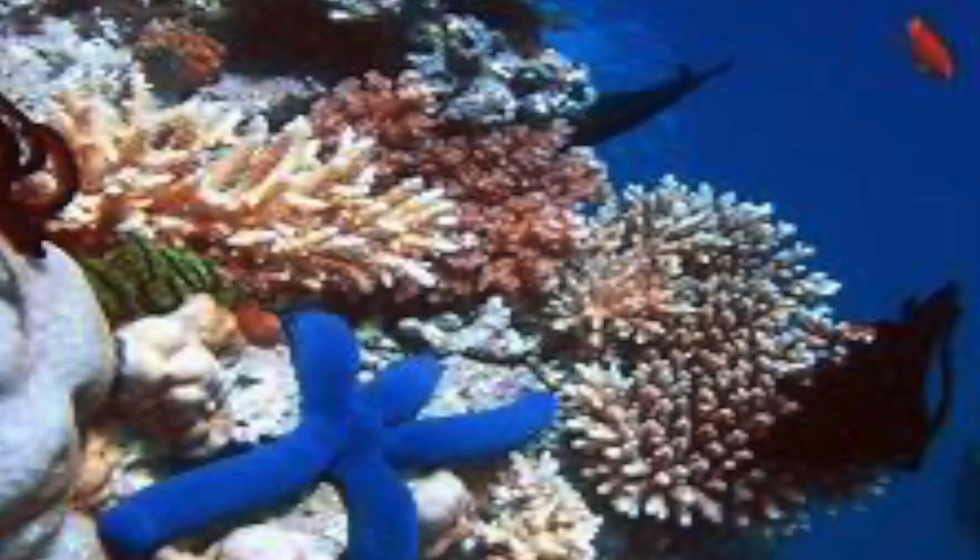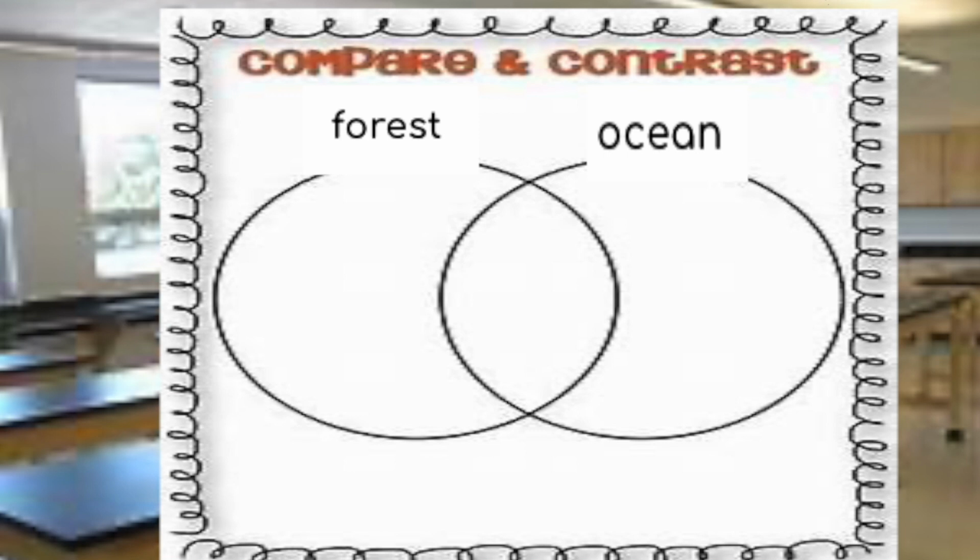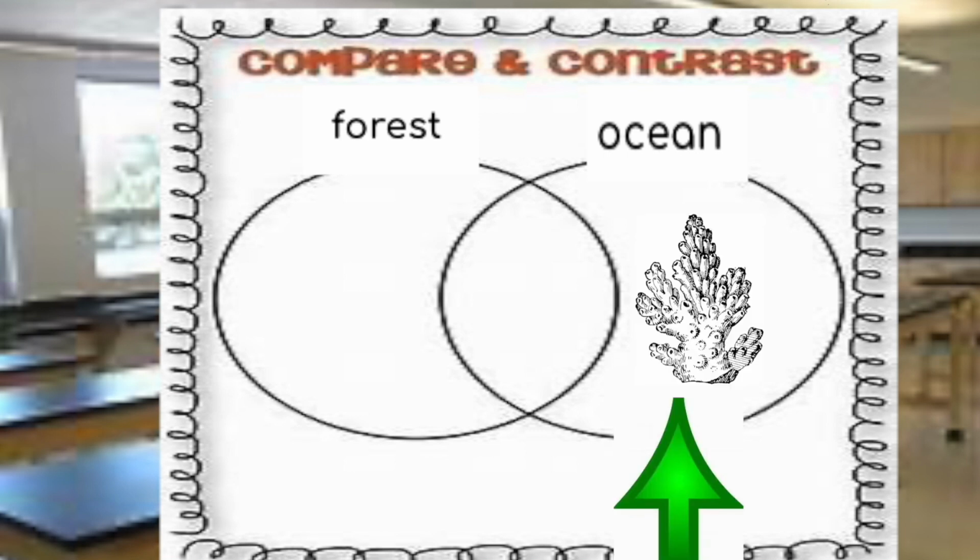Now, let's look at the ocean. What is unique about this habitat? Did you say the ocean has coral? I noticed that too. Let's draw coral in this part of the graphic organizer. What else did you notice? Did you say there were bright colored fish? These bright fish are not found in the forest. These are unique to the ocean.